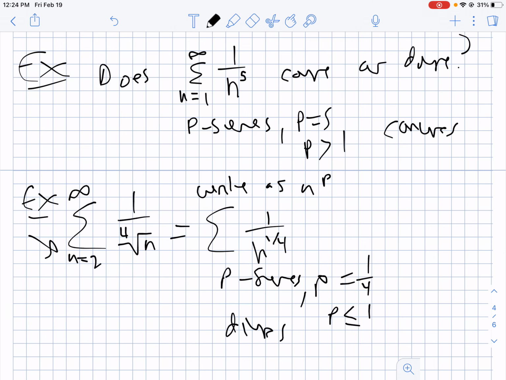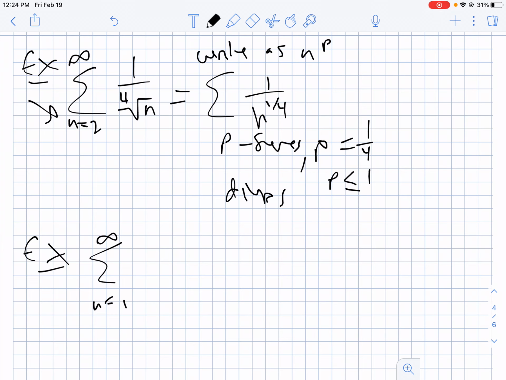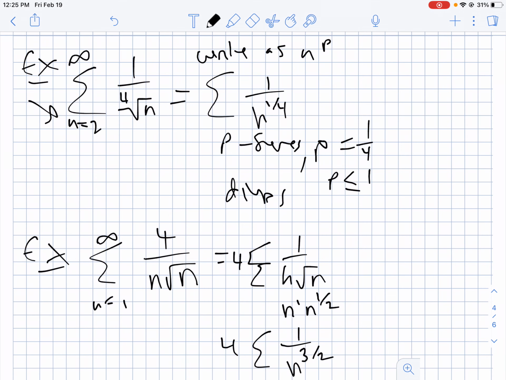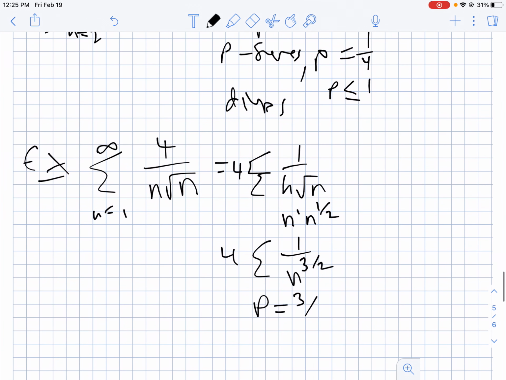If you have, for example, the series from n equals 1 to infinity of 4 over n times square root of n, the number on top doesn't matter because you can pull it out in front, so it's 4 times the series of 1 over n times square root of n. That's n to the 1 times n to the 1/2. If you add those powers up, this is just the sum of 1 over n to the 3/2. Again, this is a p-series. My p is 3/2, my p value is greater than 1, so we know that this series converges.